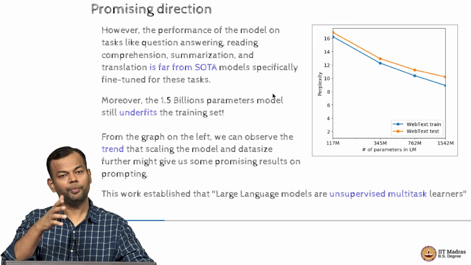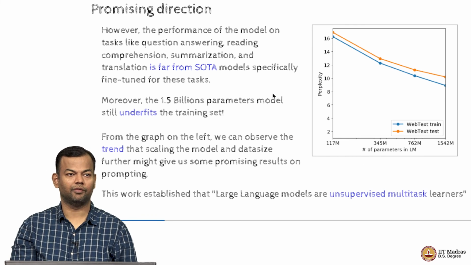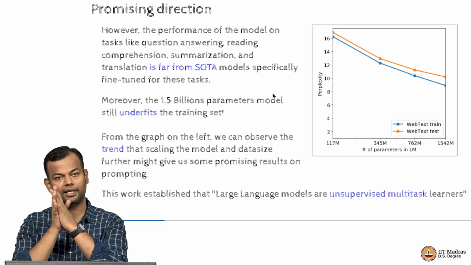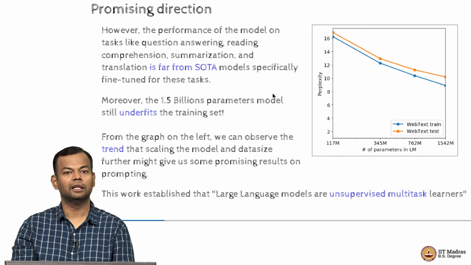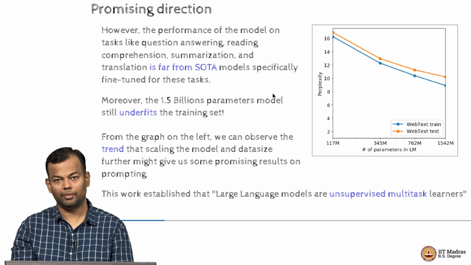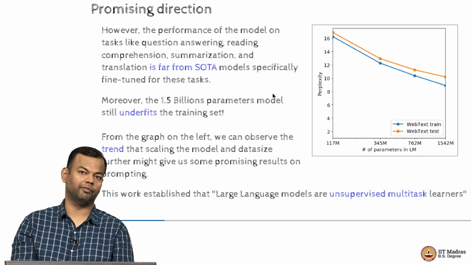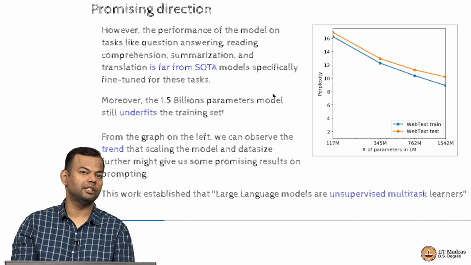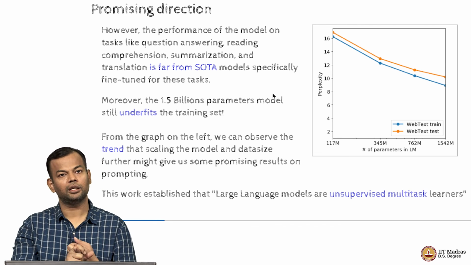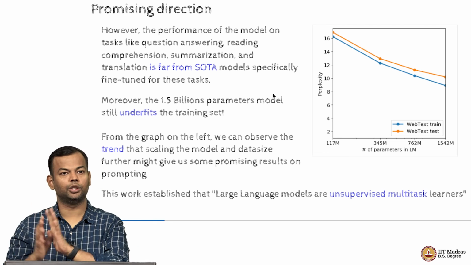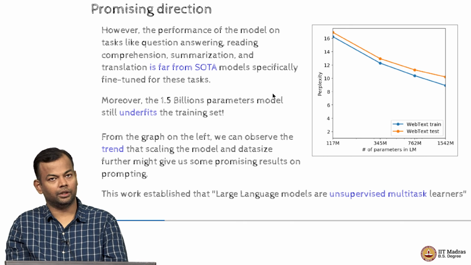So now we'll stop here. What we have done so far is we have looked at the BART model, then we have looked at GPT-2, and the main takeaway message here was that large language models are unsupervised multitask learners. And without being explicitly trained on a specific task, they were able to do quite well on that task. And again, BART is an encoder-decoder model, and GPT-2 is a decoder-only model.